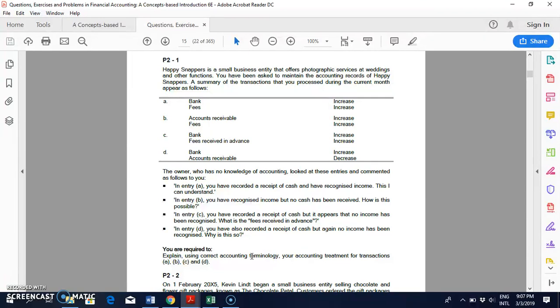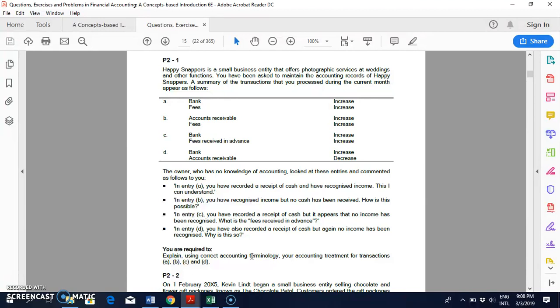Now, in this case, our fees is an income to us because we're offering photographic services, right? So we're doing the photography and we are charging the people, and that is our way of generating income. So in the first transaction, the bank account is increasing. Why? Because we received money. So that's the first part. We've increased the fees or services rendered account. Why? Because we've rendered the service and earned the income. So that's the important part there.